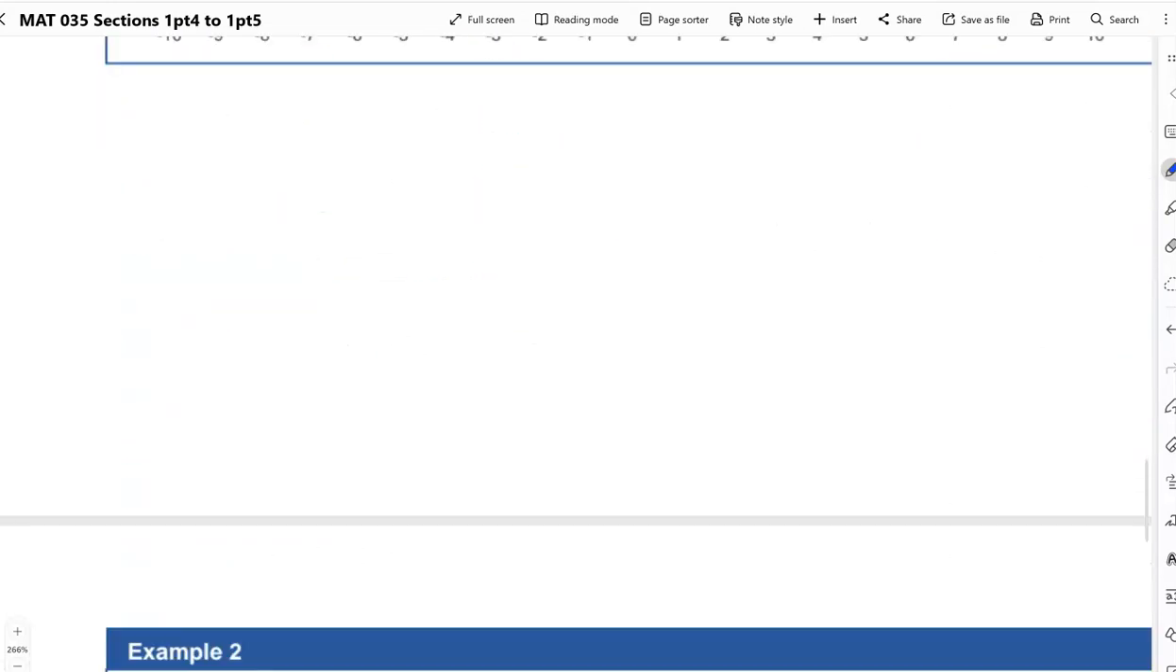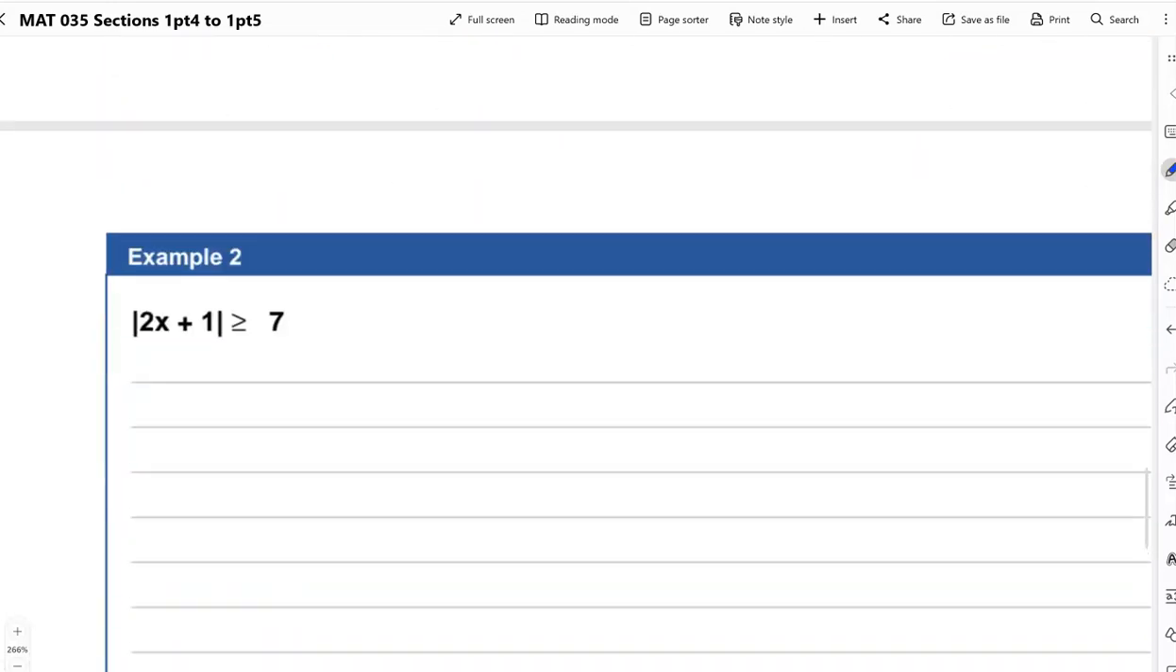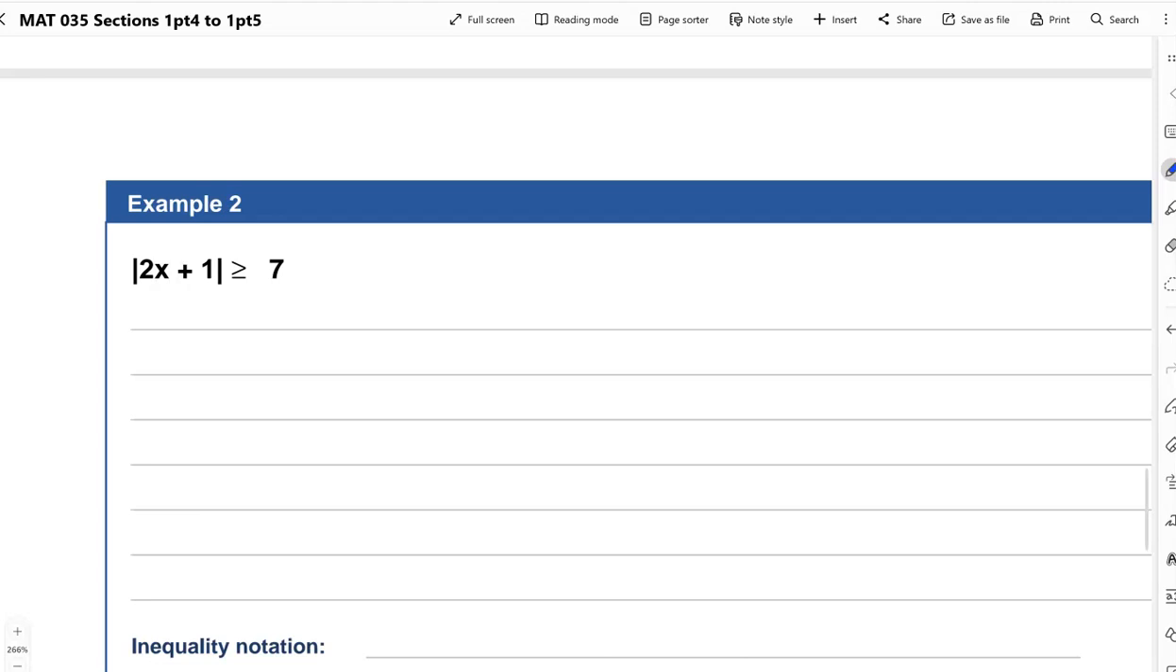So let's look at an example. Example 2, we have the absolute value of 2x plus 1 is greater than or equal to 7. So this is going to be an OR problem. So we're going to have 2x plus 1 is greater than or equal to 7, or we're going to say 2x plus 1 is less than or equal to negative 7.